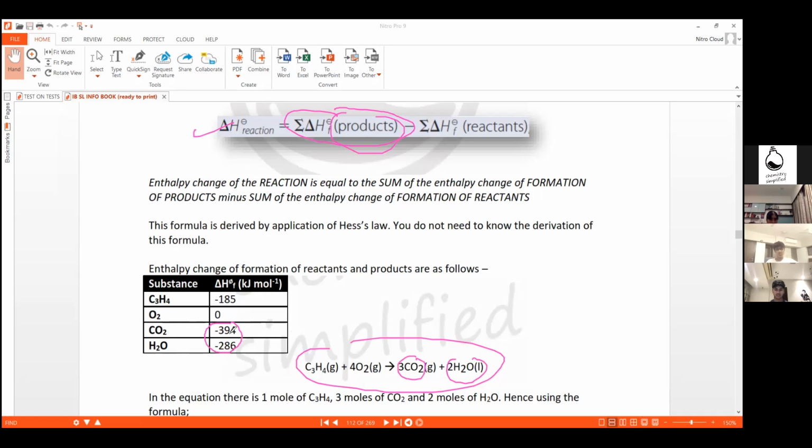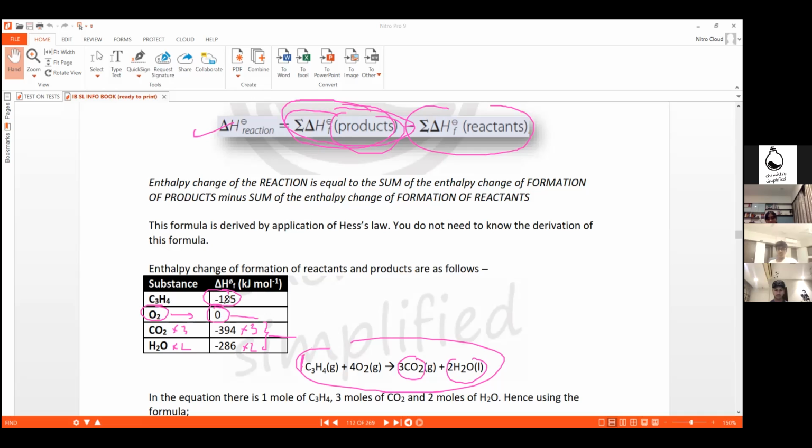So 1 carbon dioxide is minus 394. So 3 carbon dioxide will be minus 394 into 3. And 2 water, so minus 286 into 2. You will add all this, and that's the first bracket. Then you subtract from that the total enthalpy change of formation of the reactants. Reactants: I have 1 propane and 4 oxygen. 1 propane is minus 185. Each oxygen is 0. The enthalpy change of formation of oxygen is 0.